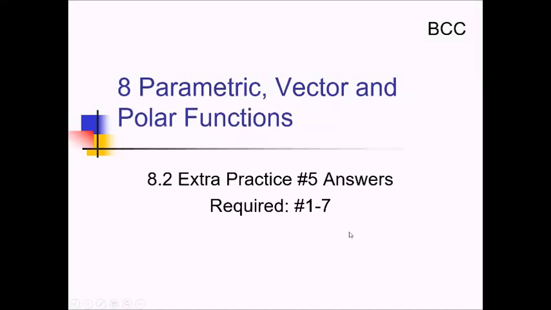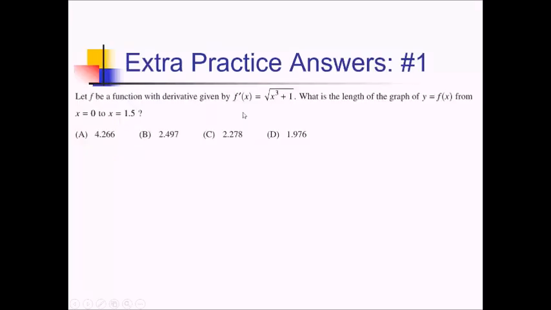Hello there, Mr. Sutton here, bringing you the BC Calculus 8-2 Extra Practice number 5 solutions on arc length. For this problem, we're given the derivative of some function, and we want to know the length of the original function from x equals 0 to x equals 1.5.